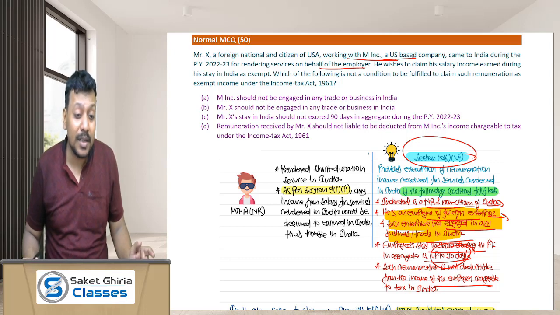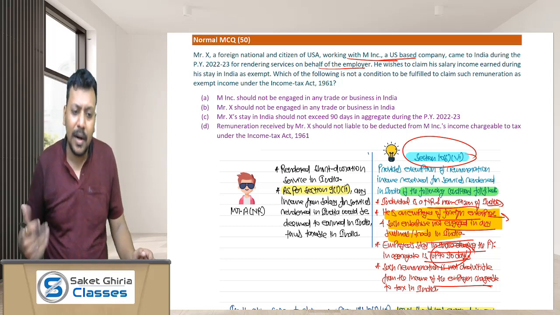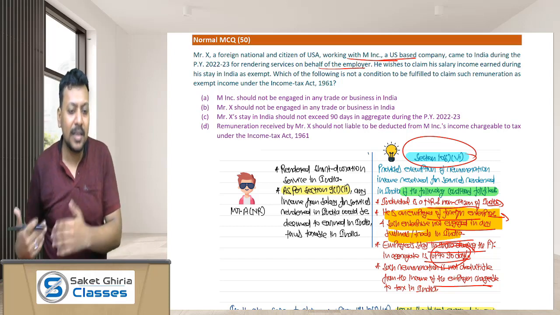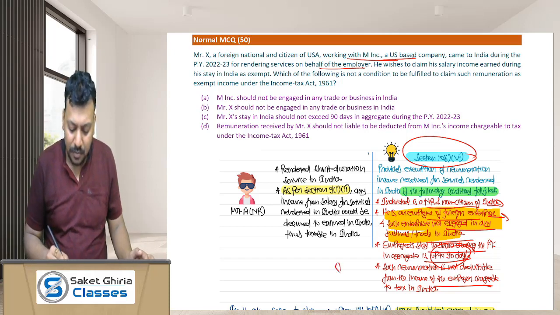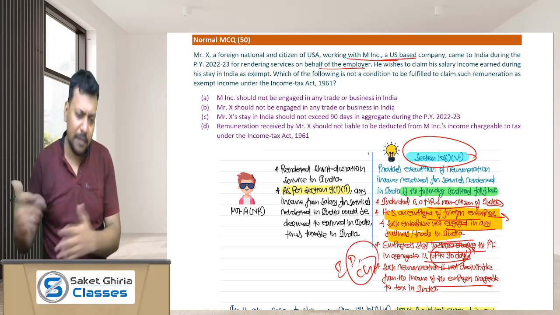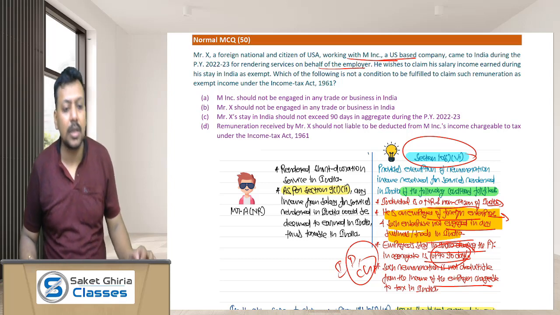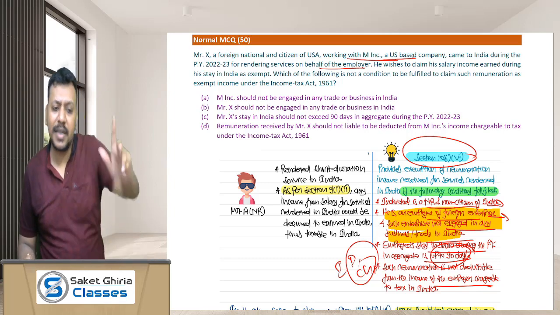Sir, from where will the employer get the income? The employer does not have a business or profession in India. Dear, there can be passive income like interest, dividend, capital gain, rental, etc. So whatever the income of the employer is in India, it cannot claim the deduction of salary paid to the employee from the taxable income in India.